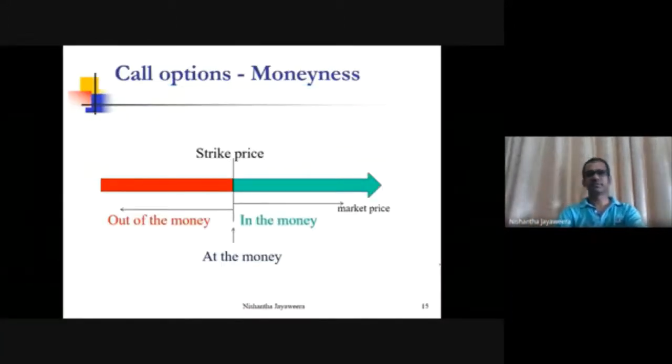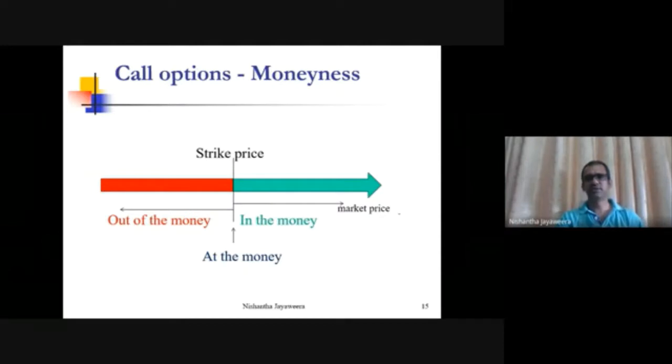So this is again a graphical representation for a call option: what is in the money and what is out of the money. As the spot price increases from left to right, when the market price is higher than the strike price, the option is in the money. When the market price is lower than the strike price, the option is out of the money. When the strike price exactly equals the market price, the option is at the money.